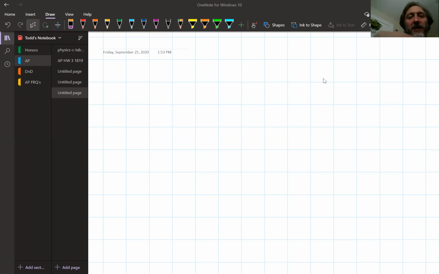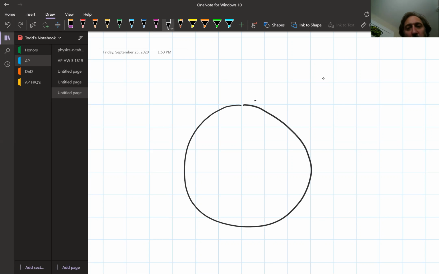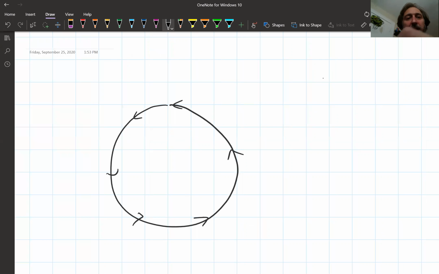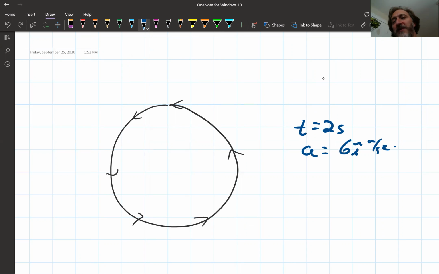All right, so here's the deal. The baseball is spinning. It's in counterclockwise circular motion, so that means it's going around this way. There's some little arrows in here so we can remember which way it's going as we're solving the problem. It'll be important in a minute. Now, what it tells us is that at t equals 2 seconds, the acceleration is 6i meters per second squared, which means it's pointing that way.